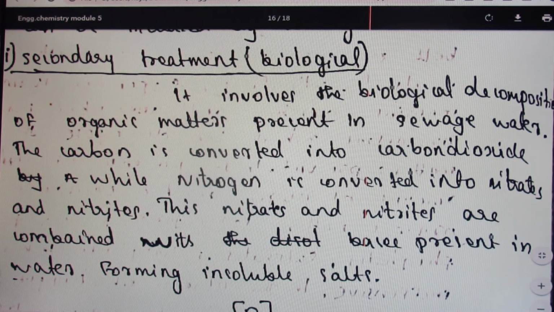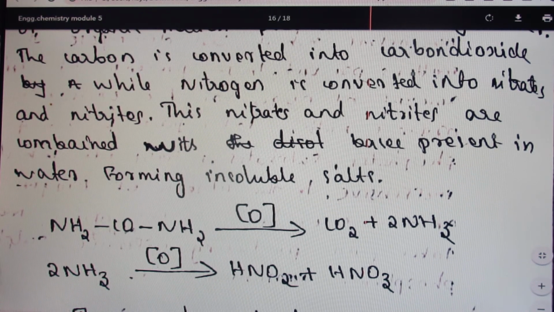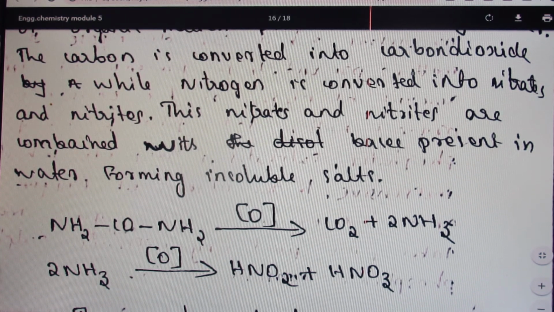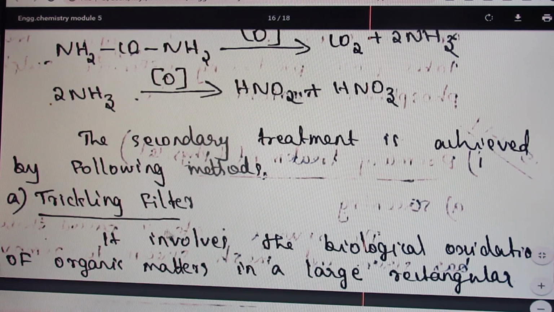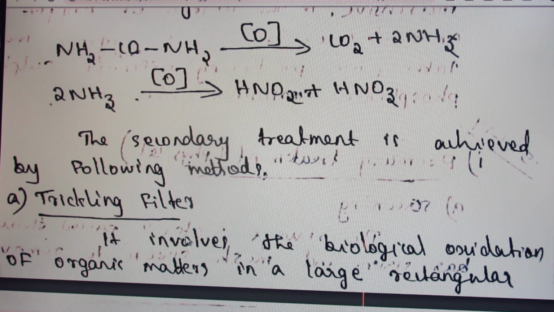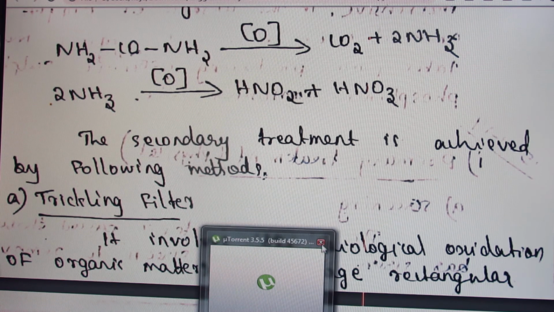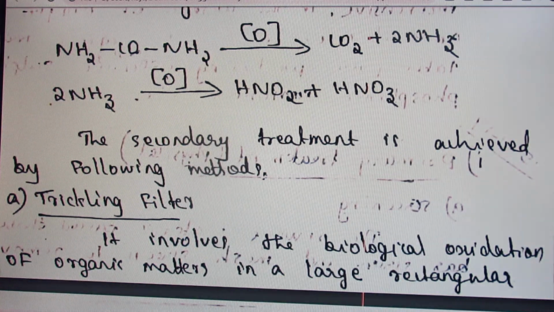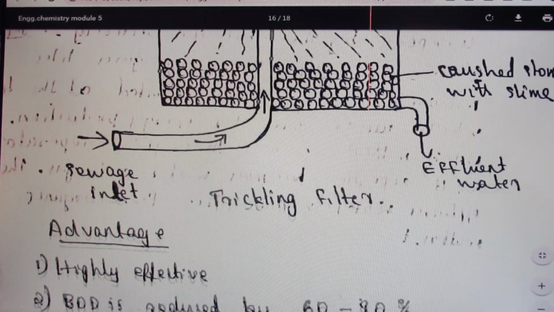That means, as I mentioned in the previous session, during the biological decomposition process all the carbon components are converted to carbon dioxide and all the nitrogen components into nitrites and nitrates. This conversion can be done by different methods. First one is the trickling filter, also called the aerobic filtration method. The trickling filter method involves the biological oxidation of organic matter in a large rectangular tank.